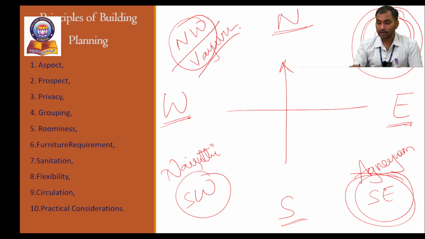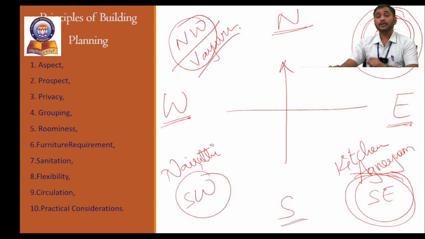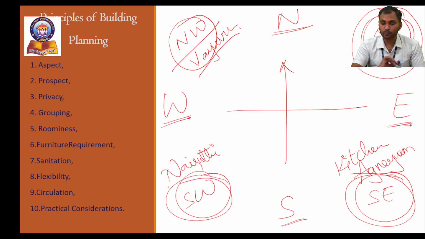Next, coming to the Agneya part, it should mandatorily be located as the kitchen room. In the corner point of southeast, we have to provide the kitchen room. After that, a small storeroom or a dining room can also be provided.